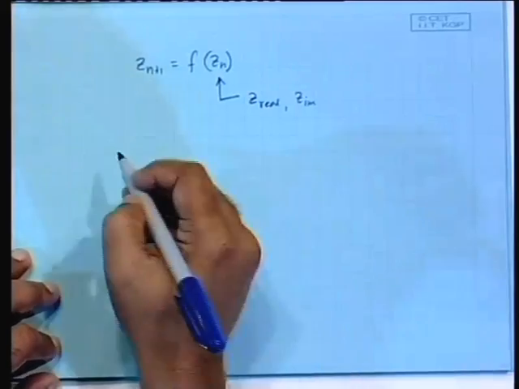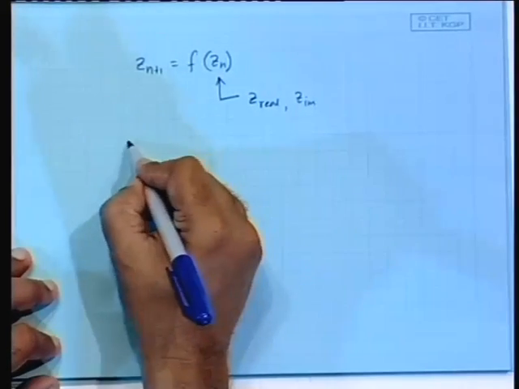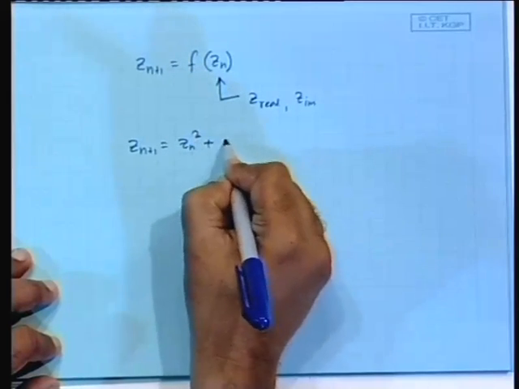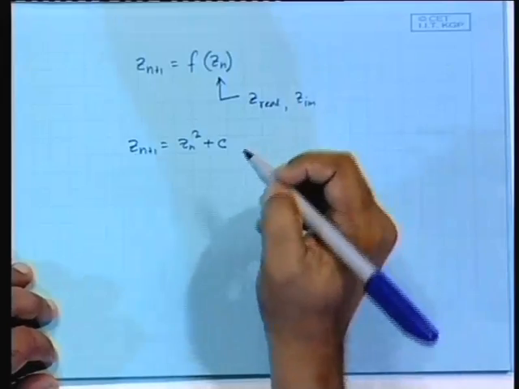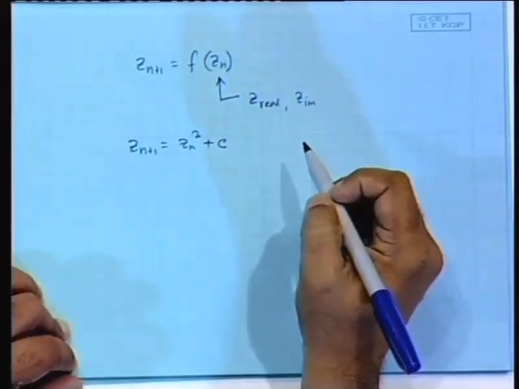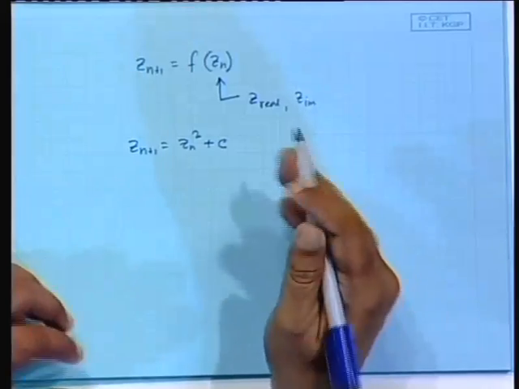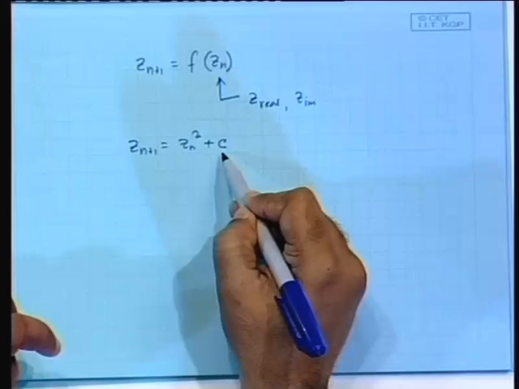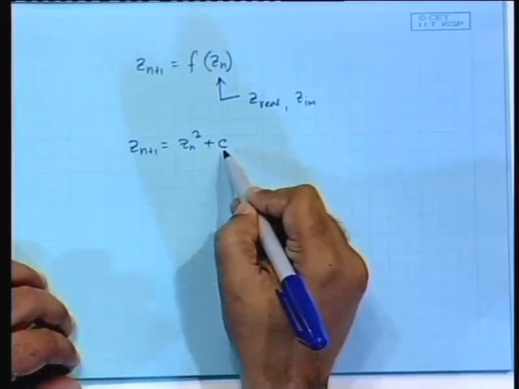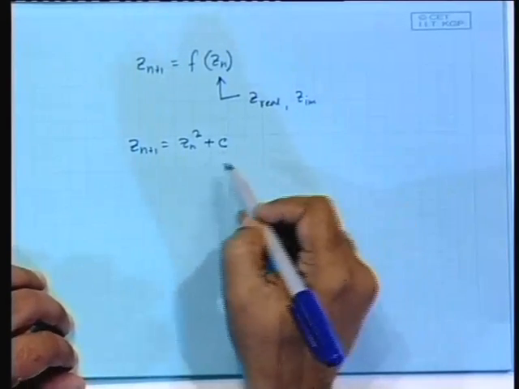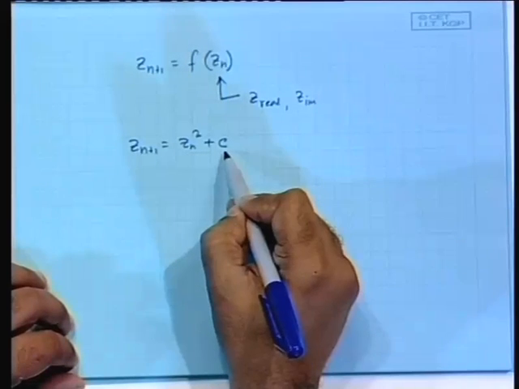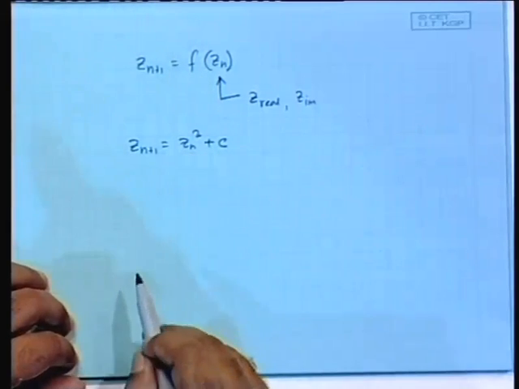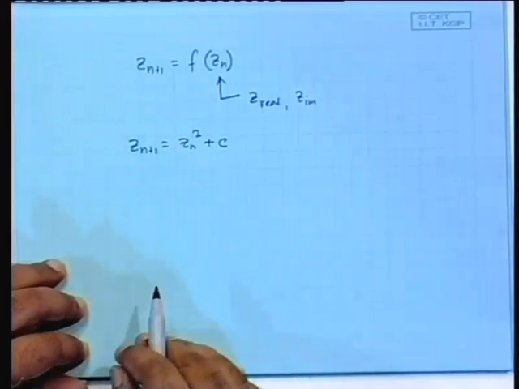In doing so, let us define a very simple function like Zn plus 1 is equal to Zn square plus C. You have seen that every dynamical system has the variables, which are Z, but they also have parameters. This is the C. So C is also a complex number, consisting of the real part and the imaginary part. So Z is a complex number, C is a complex number, and this is a complex function that defines the next iteration of that variable Zn plus 1.